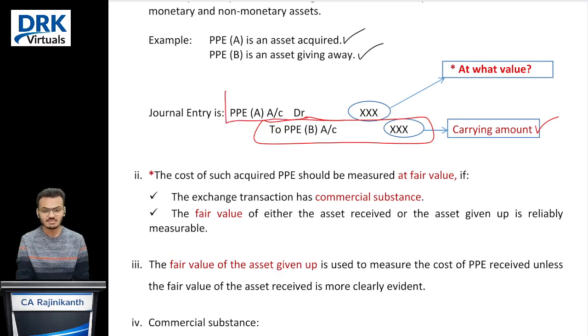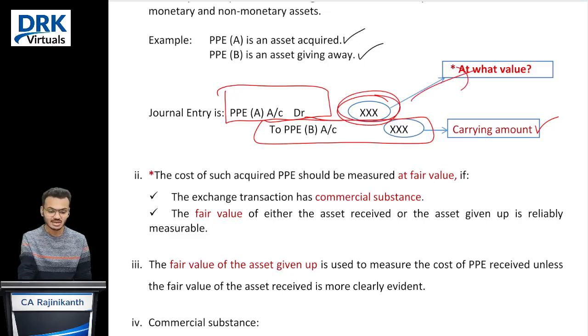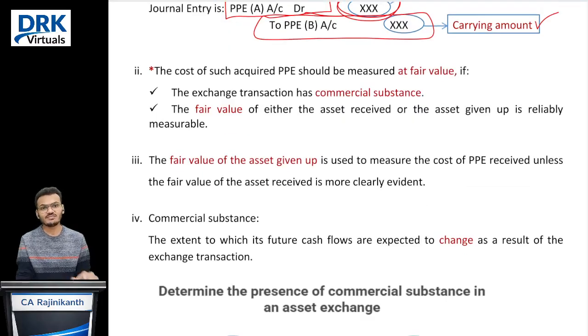And the next one is the PPE A account. This is what we are acquiring. So at what amount should this asset be recognized? That is our discussion, correct? In order to check that, firstly we need to check whether a commercial substance exists in that exchange transaction or not, and whether the fair value of either the asset given up or the asset that we are acquiring can be measured reliably or not.